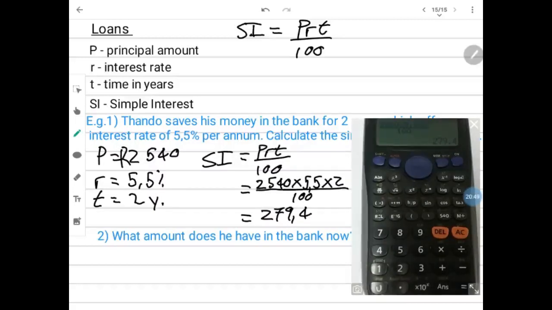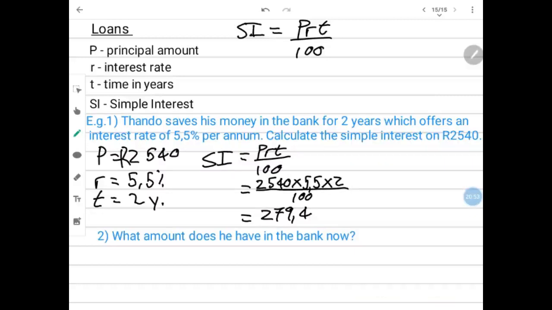So if we look at the question, calculate the simple interest on the 2,540. That's the simple interest. So we can write there: therefore, simple interest is 279 Rand 40. Remember, it's currency, so you have to have 2 decimals over there.